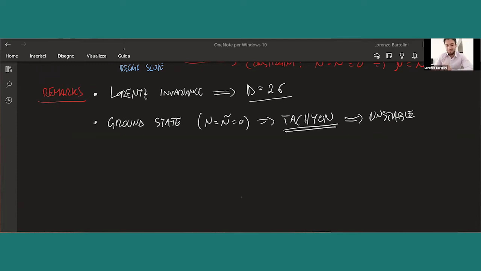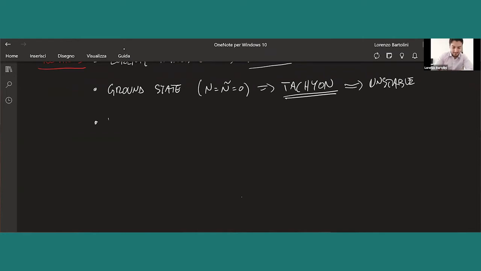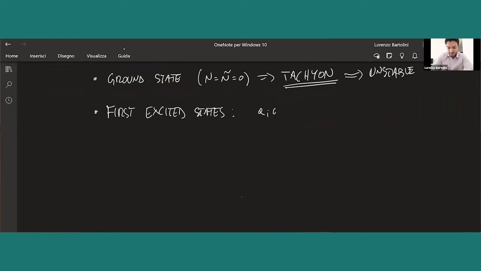Let us move to the first excited states. The lower states you build by acting with the operators of both occupation numbers, which carry an index of the direction in which they excite the string. And they act on the vacuum, which has 0, 0 for the occupation numbers and some overall momentum of the center of mass.